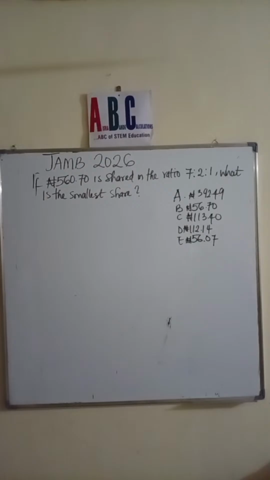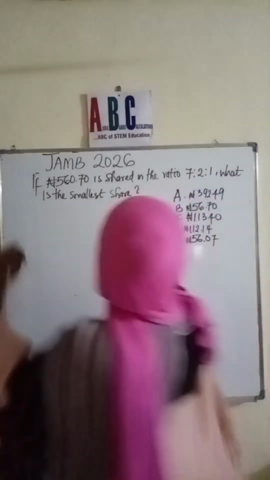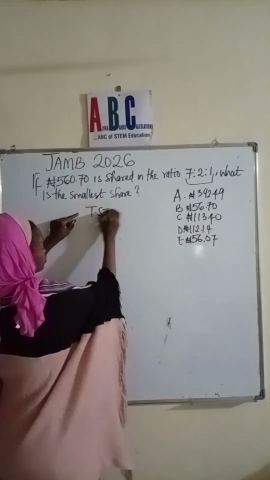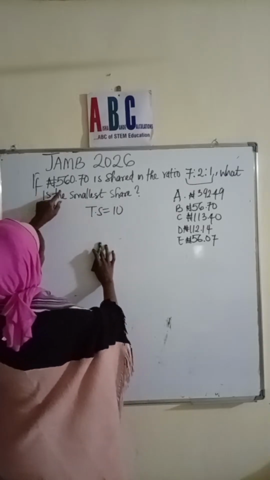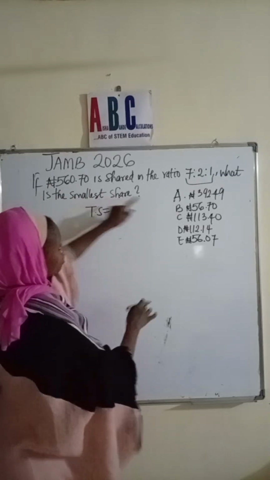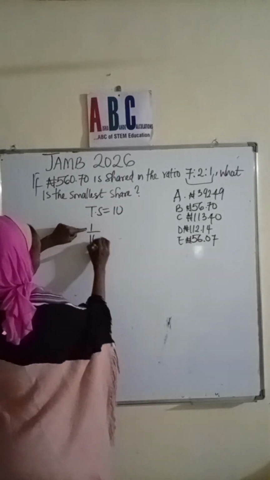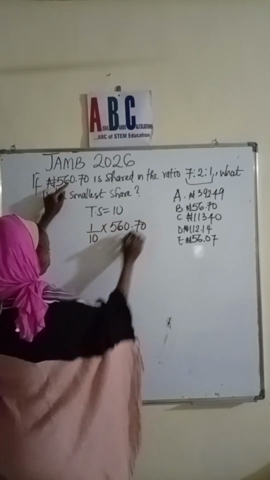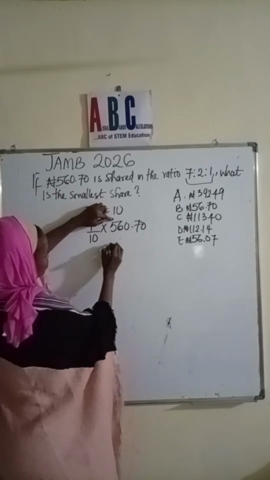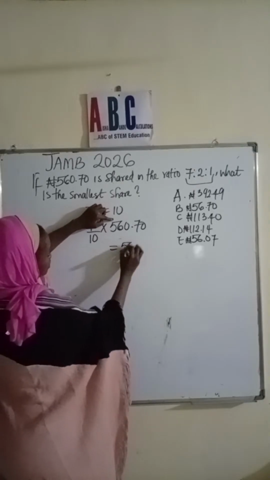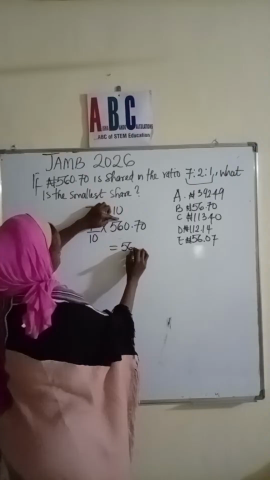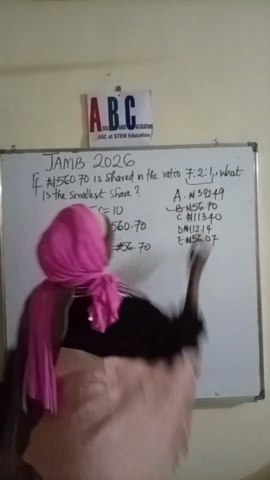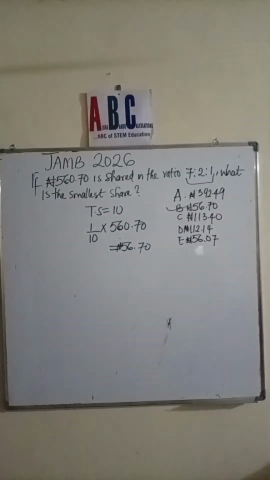So how do we do this? Very simple, right? First, we have to calculate the total ratio. The total ratio is what? 10, right? Total ratio is equal to 10: 7 plus 2 plus 1. It says what is the smallest share? That means I'm going to consider the smallest ratio over the total ratio, which is 10, times 560.70. So this is going to be 56.70. So option B is correct. Thank you all. As simple as that.